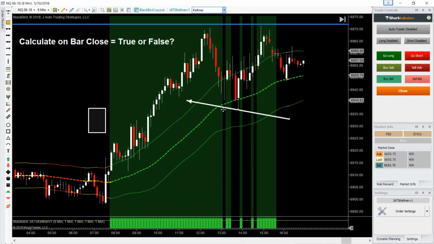So consider using calculate on bar close false and trade those lows to the prior bar's open, trying to get your order execution and split your risk.